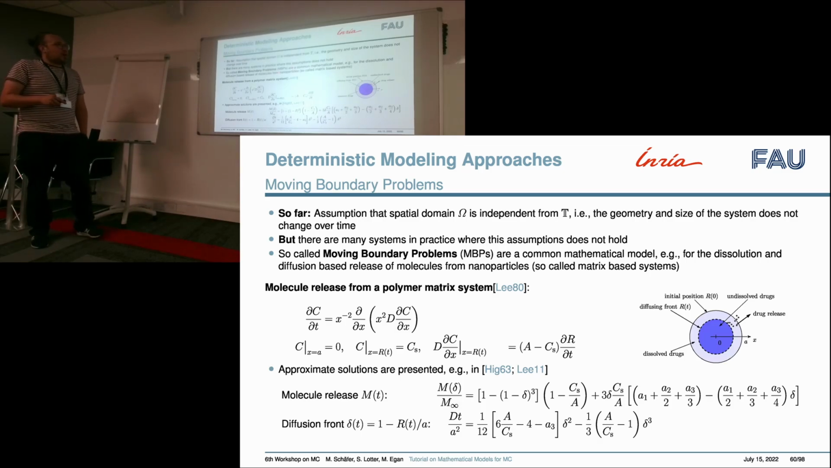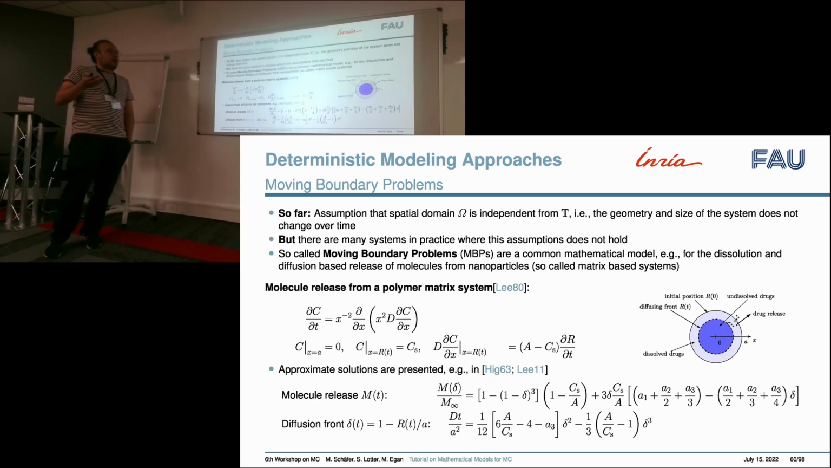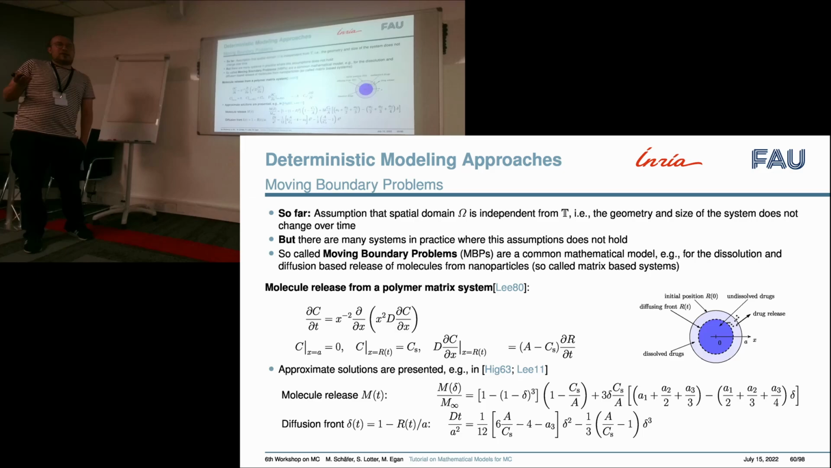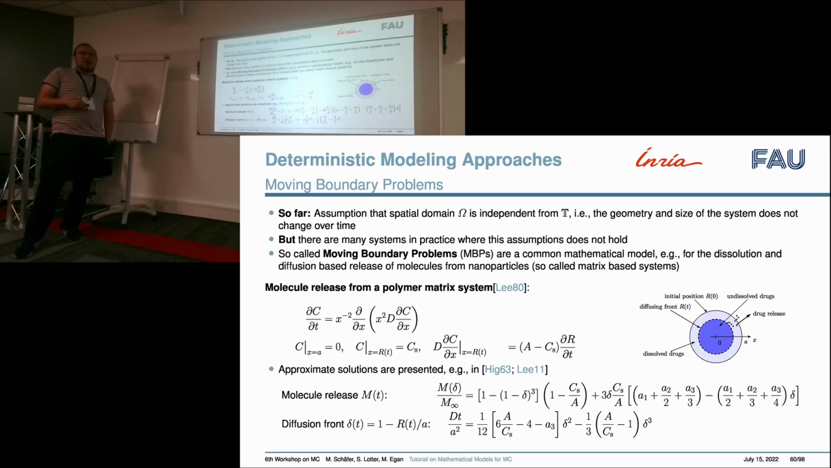So these are common models to describe, for example, the dissolution and diffusion from polymer-based matrix systems. And this is a common model for some drug carriers or other nanoparticles. And we can see the problem. So basically we can still describe it with a diffusion equation, but the stress comes in for the boundary conditions. Because we have here now this R of t, which is the time-dependent position of the boundary.